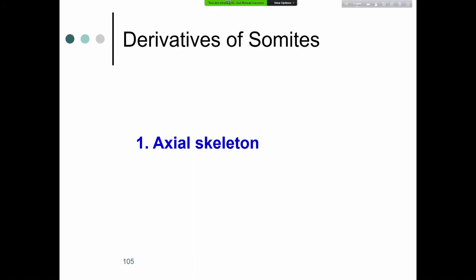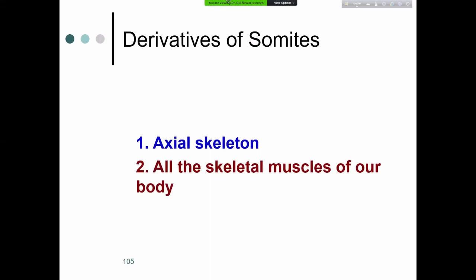The bones of the skull, not the scalp, the skull, the vertebral column. So what does it mean? The vertebrae and the intervertebral disc, and also the ribs. Don't forget about the ribs. The ribs are a component of the axial skeleton. So derivatives of somites: axial skeleton, all the skeletal muscles of our body.